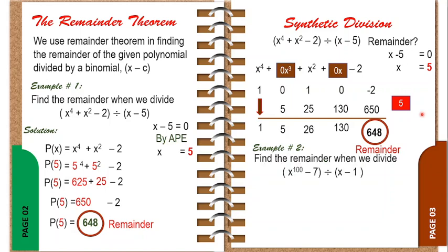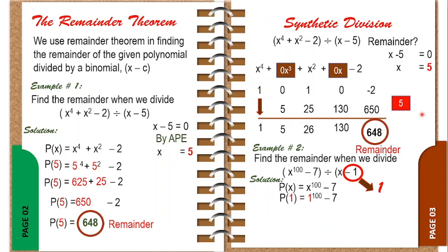Another example, if we're going to divide x raised to 100 minus 7 by x minus 1. Again, we let the dividend equal p of x. And the divisor, x minus 1, the constant term is negative 1. Change it to positive 1. So therefore, this will be our value of x.